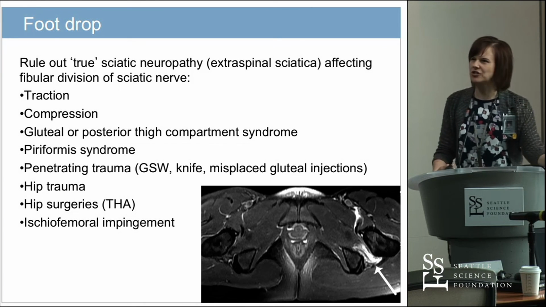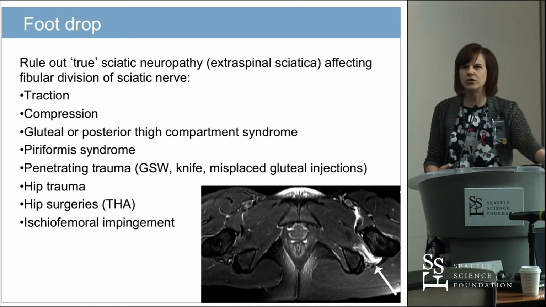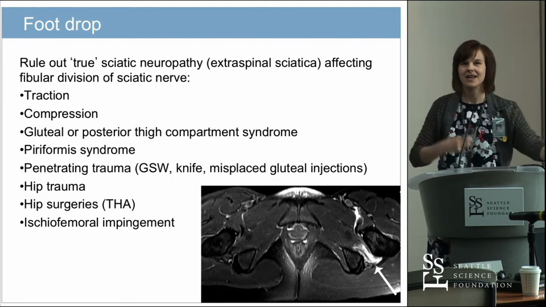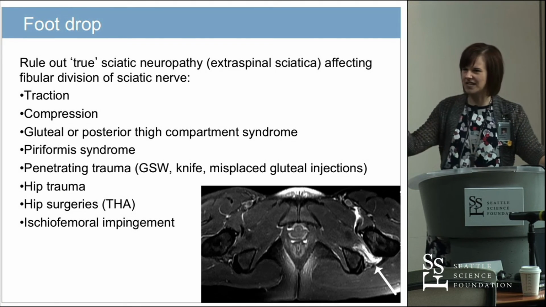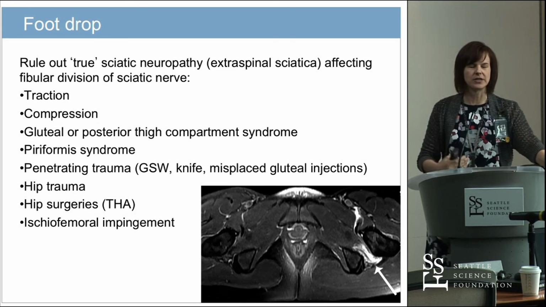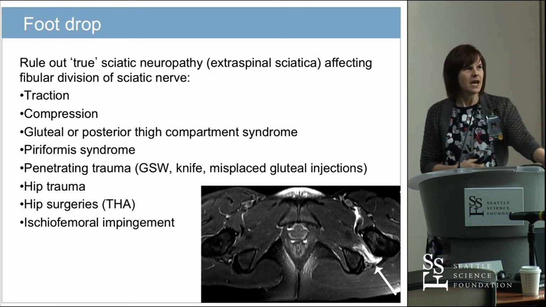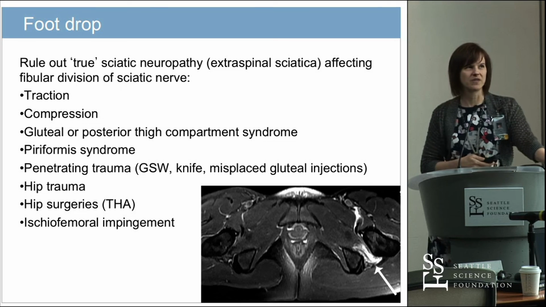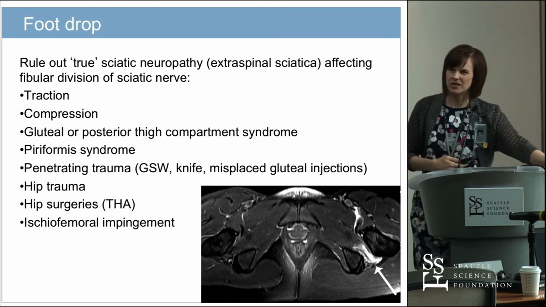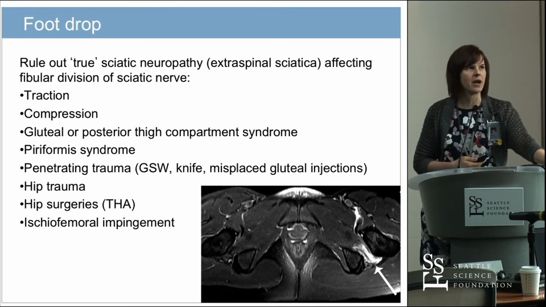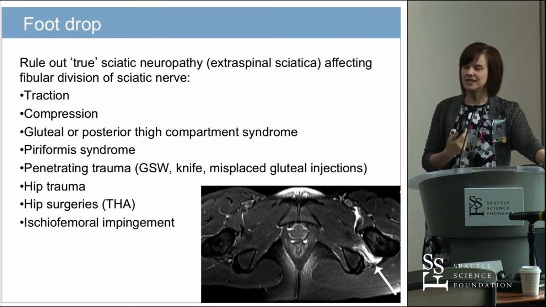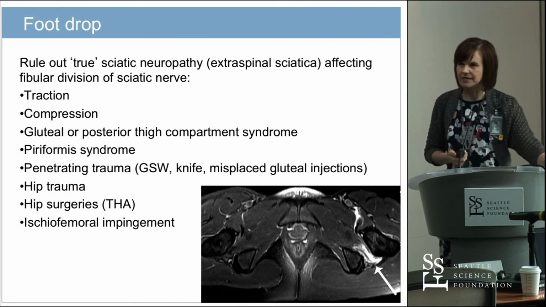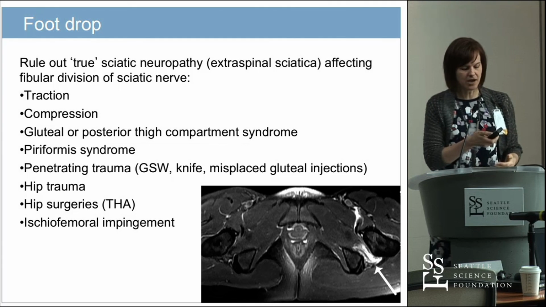The worst case of traction I ever saw was I had an oncology friend who fell in the parking lot and did the splits and came in with a foot drop. He was terrified. He had ALS. But it was a traction injury to the sciatic nerve. Gluteal or posterior thigh compartment syndrome, so-called piriformis or deep gluteal syndrome, penetrating trauma, hip surgery, and then this one here called ischiofemoral impingement, which is depicted on the MRI here.